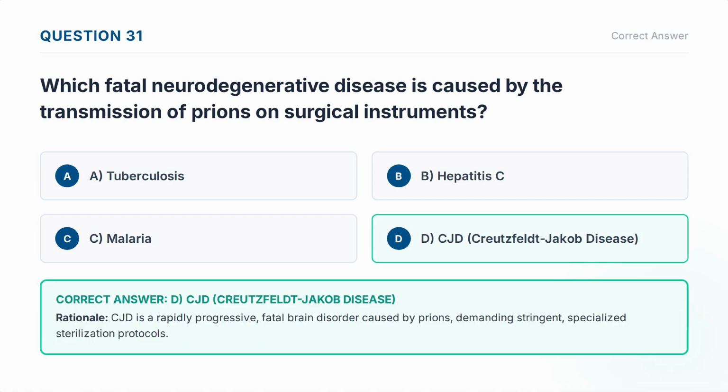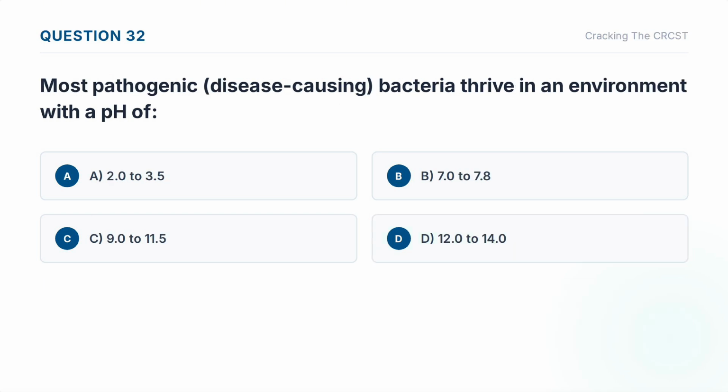Correct answer, D. CJD, Creutzfeldt-Jakob disease. Rationale: CJD is a rapidly progressive fatal brain disorder caused by prions. Question 32. Most pathogenic, disease-causing bacteria thrive in an environment with a pH of A. 2.0 to 3.5, B. 7.0 to 7.8, C. 9.0 to 11.5, D. 12.0 to 14.0.